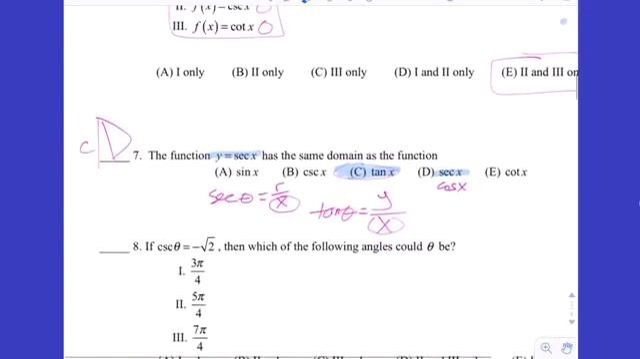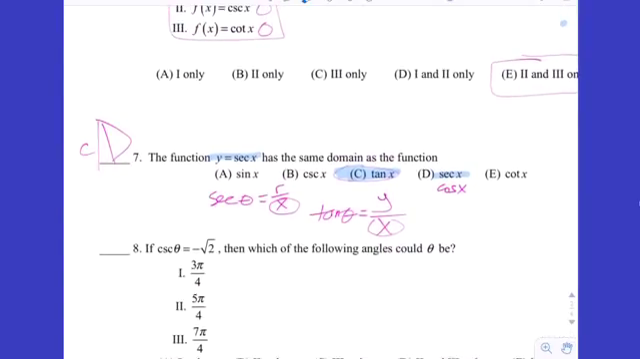Okay, any questions about number 7 or jokes about number 7, like stupid math teachers can't even make a test? That's not funny.